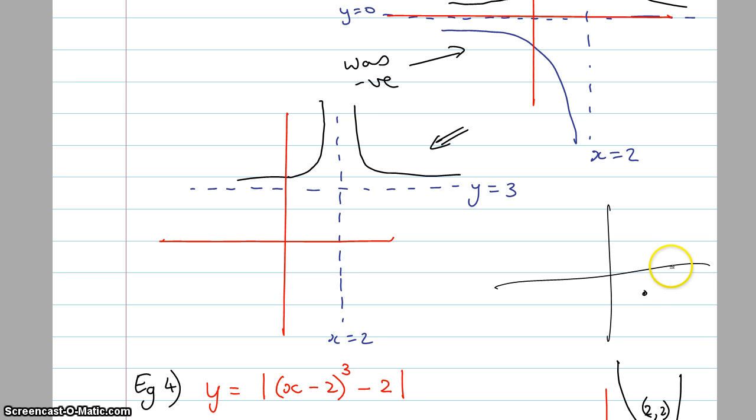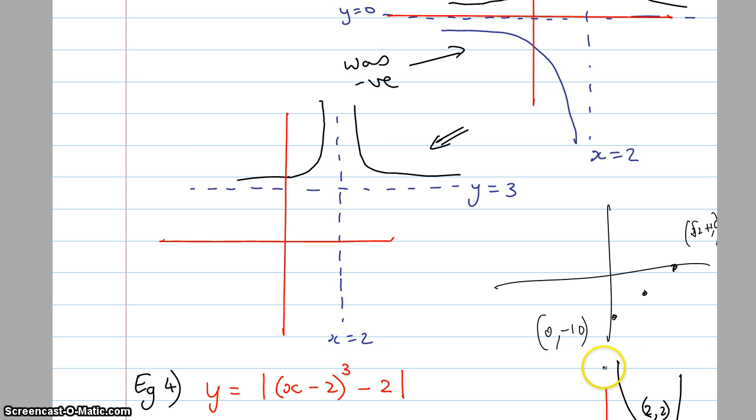I could work out the y-intercept and the x-intercept. The y-intercept is relatively easy. Negative 2 cubed is negative 8 minus 2, which is negative 10. So that's 0, negative 10 down here. And the x-intercept, that one I have to do a bit of rearranging in my head. So that's going to be the cube root of 2 plus 2. I ran out of room, but it doesn't really matter too much. But those are the 2 points.